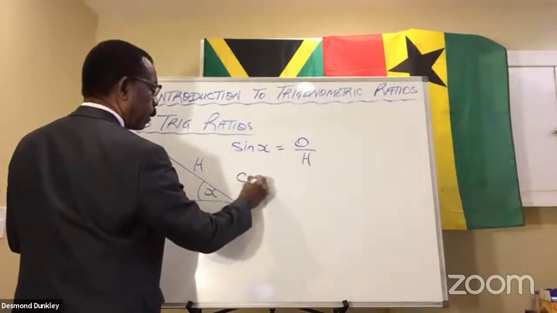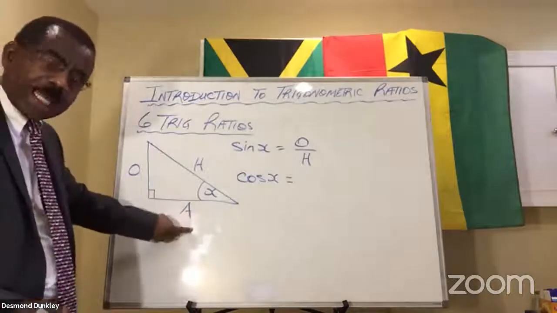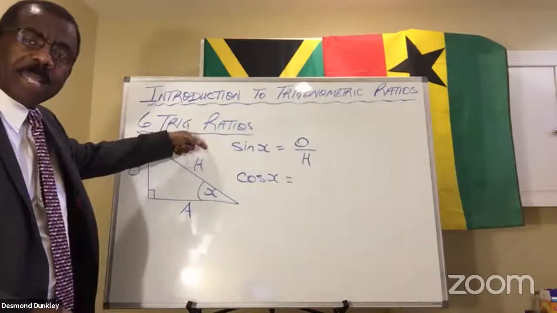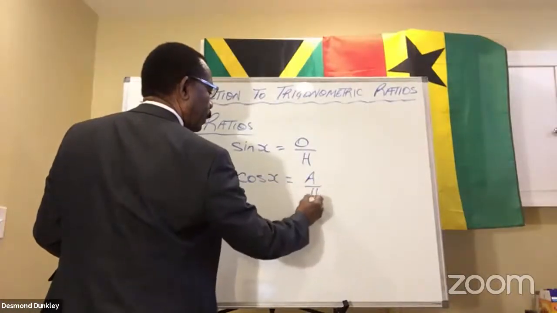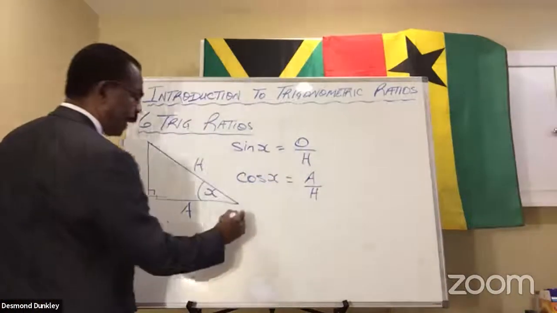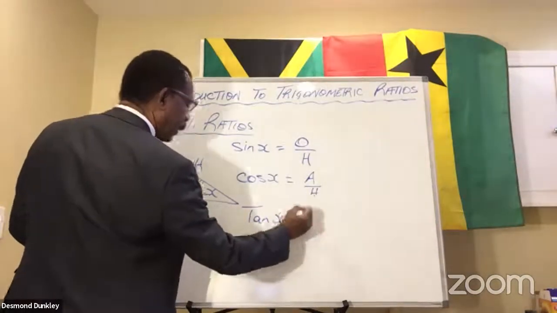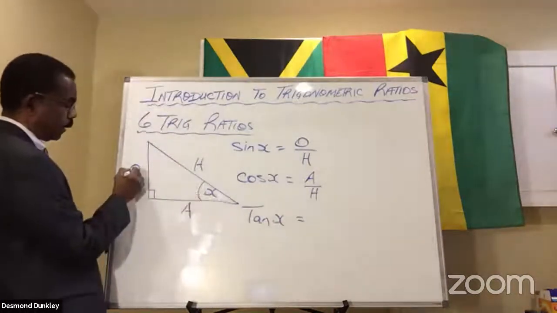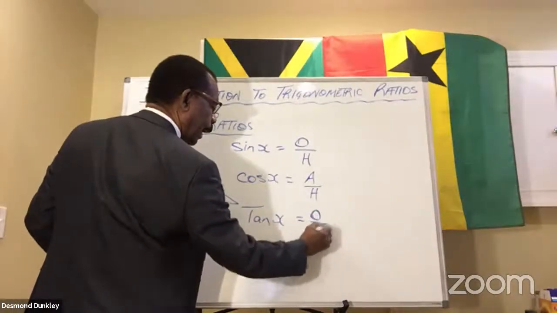Cosine of x is the adjacent over the hypotenuse. So it is A over H. And finally, tangent of x is equal to opposite over adjacent. So it is O over A.